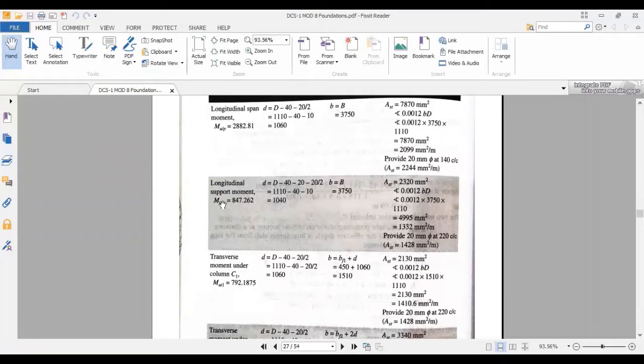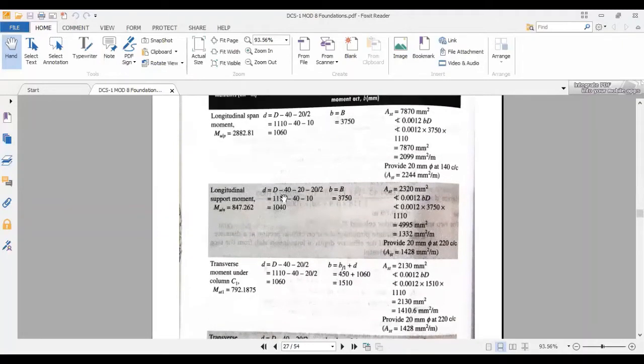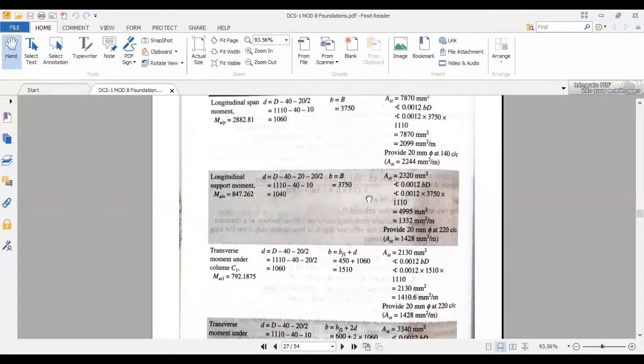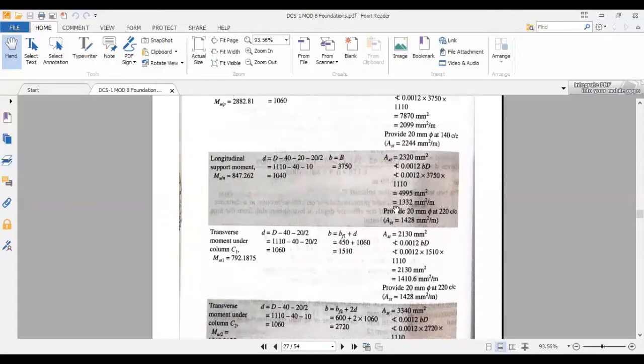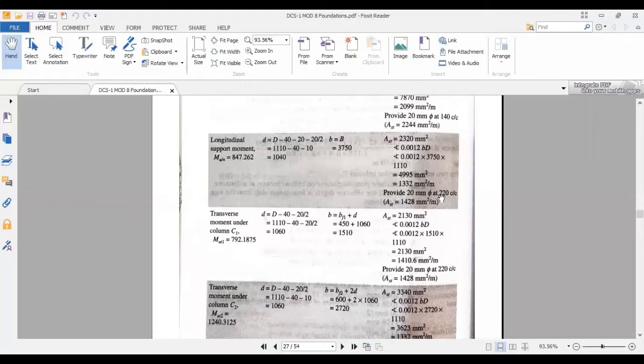Next is longitudinal support moment, and its value was 847.262, and the value of D, because in this case we'll subtract both the cover, so we'll get it as D minus 40 minus 20 minus 20 by 2, and B value would be same. AST would be 1332 mm square per meter, and if we provide 20 mm dia bars at 220 mm cc, then we get actual area of steel as 1428 mm square per meter.